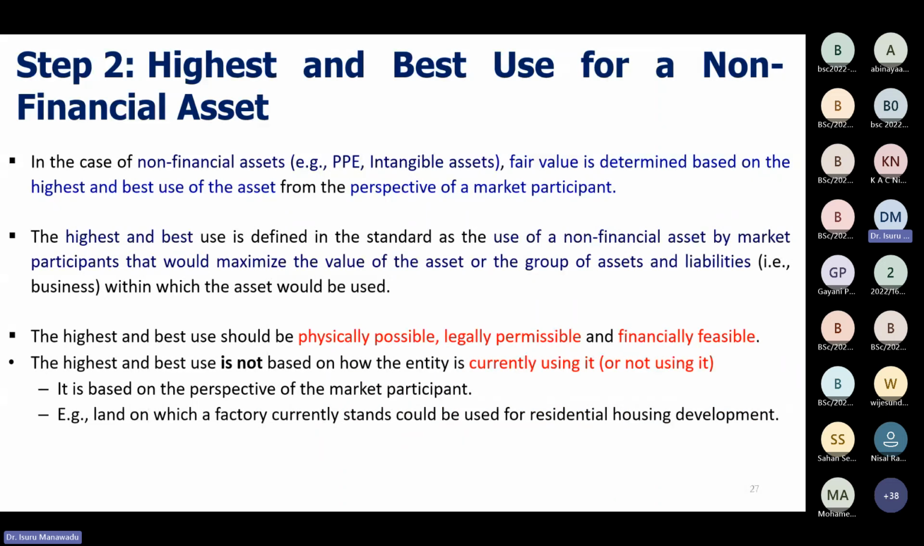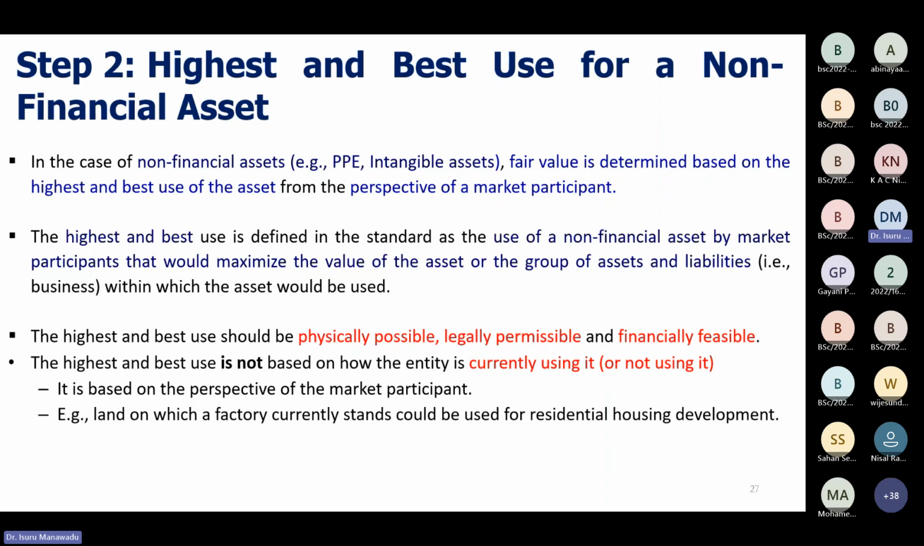Highest and best use is not based on how the entity currently uses it. Look, please remember this well. It is not what the entity is currently doing that we look at. Highest and best use is not based on how the entity is currently using it. Right? It is based on the perspective of the market participant. Buyers and sellers are there. It is based on their view, what would be better. It is based on the perspective of the market participant.